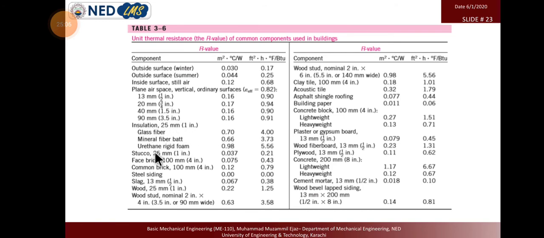Then there is insulation of glass fiber, different steel siding, slag, wood stud, acoustic tile, asphalt, concrete block, lightweight and heavyweight, plaster, gypsum board. These are the construction materials you will be using after graduation in the actual construction of buildings, offices, homes, etc.